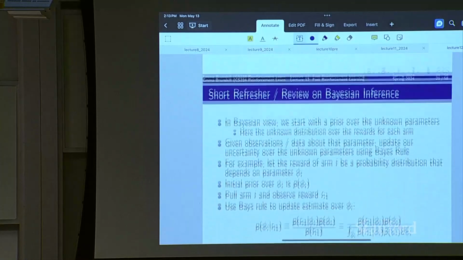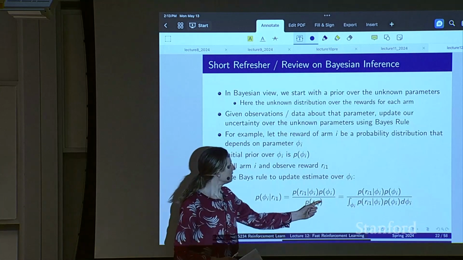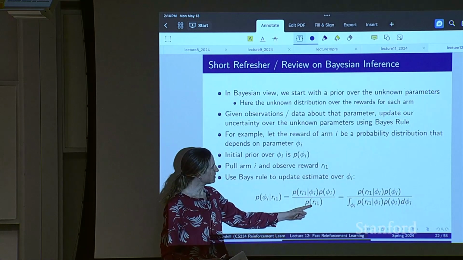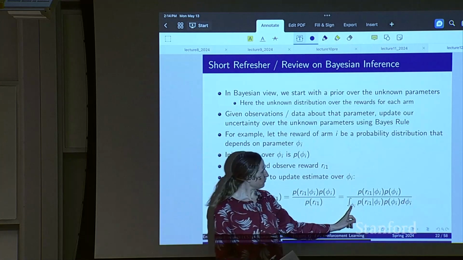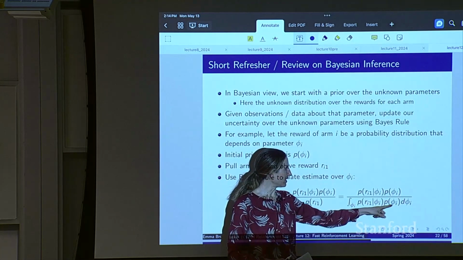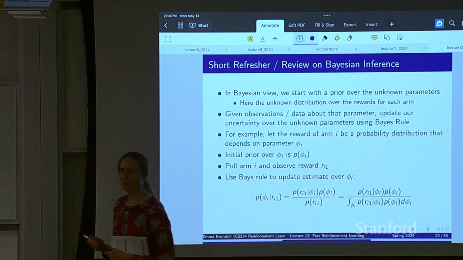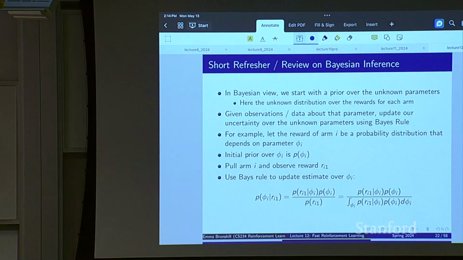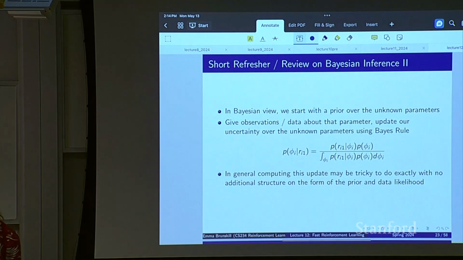I've written that out here. So this is the prior probability, this is the probability of reward given a particular parameter, this is the probability of getting the reward in general, and we can rewrite this by using the joint distribution of the reward and the parameter, and then marginalize out the parameter. Okay. So this is beautiful and really, oh yeah.